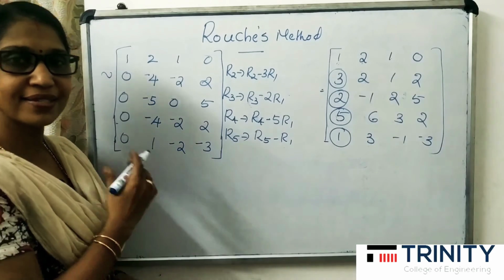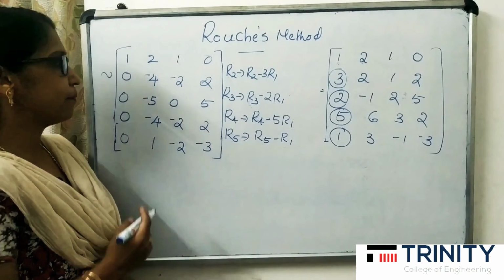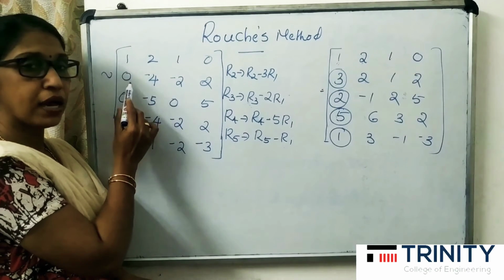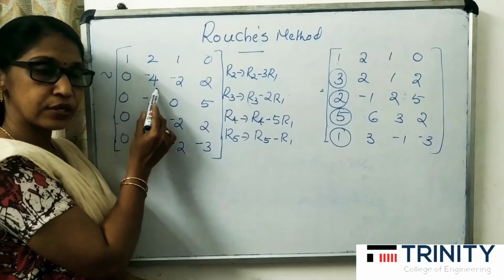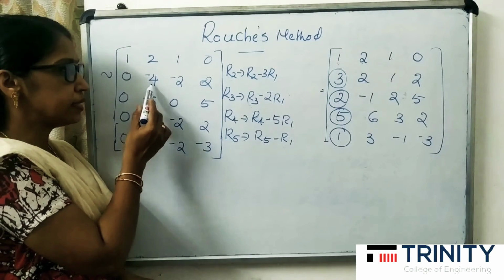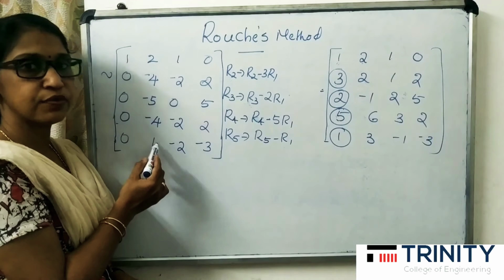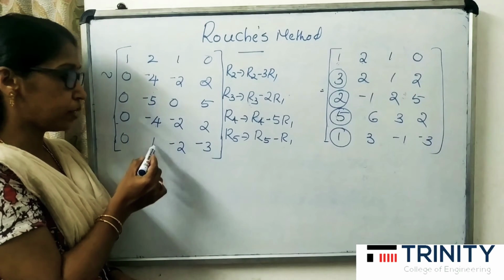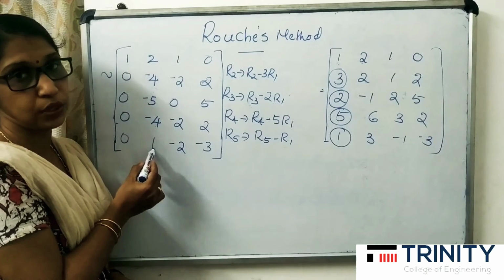So this is the second matrix. Now we have to make the elements below zero. Now we are coming to the second row. The leading element is minus 4. We have to make the elements below this minus 4 as 0. That is, we have to change this minus 5, minus 4 and plus 1 to 0.